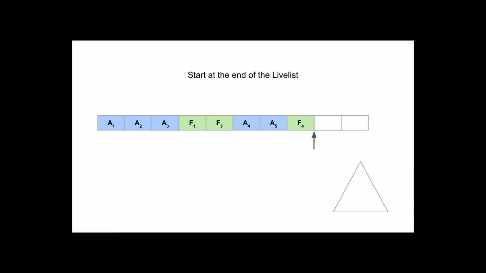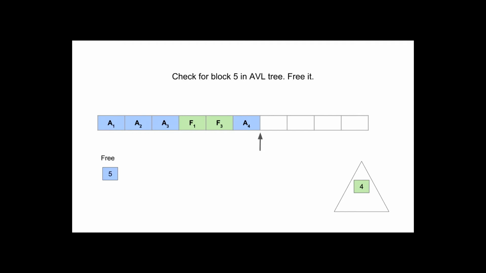We start at the end of our live list. We have this handy invariant that all frees of a block will happen after it's allocated. So that's why you can go backwards. We see a free, we keep track of it in our AVL tree. We see an alloc, and we check if it's been freed. It hasn't, so we're going to keep track of it as something we actually do need to free. We see another alloc, oh, it's already been freed.